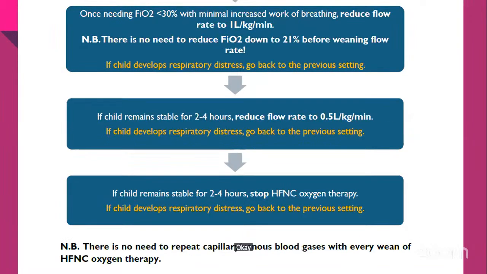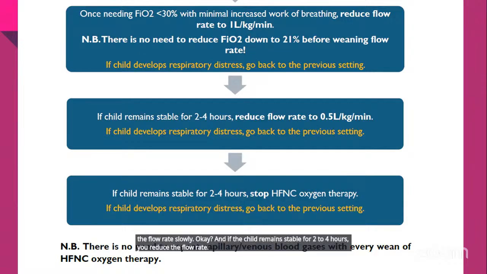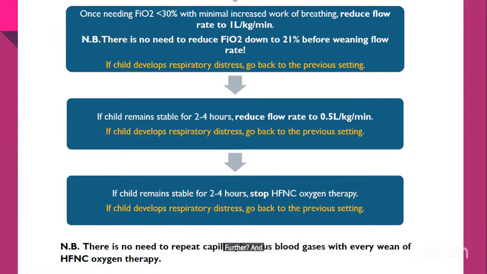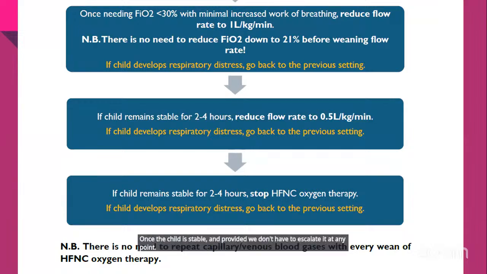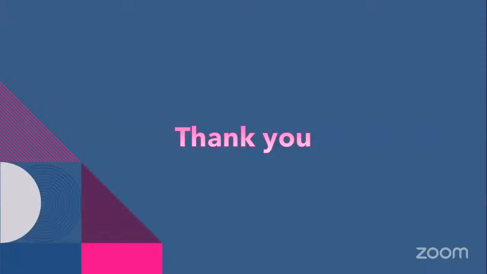Okay? Once the oxygen goes down to 30, we start reducing the flow rate slowly. Okay? And if the child remains stable for 2 to 4 hours, you reduce the flow rate further. And if the child remains stable for another 2 to 4 hours, then you stop it completely. So the weaning process, if all goes well, takes about 12 to 16 hours once the child is stable, and provided we don't have to escalate it at any point. Okay? That's it.